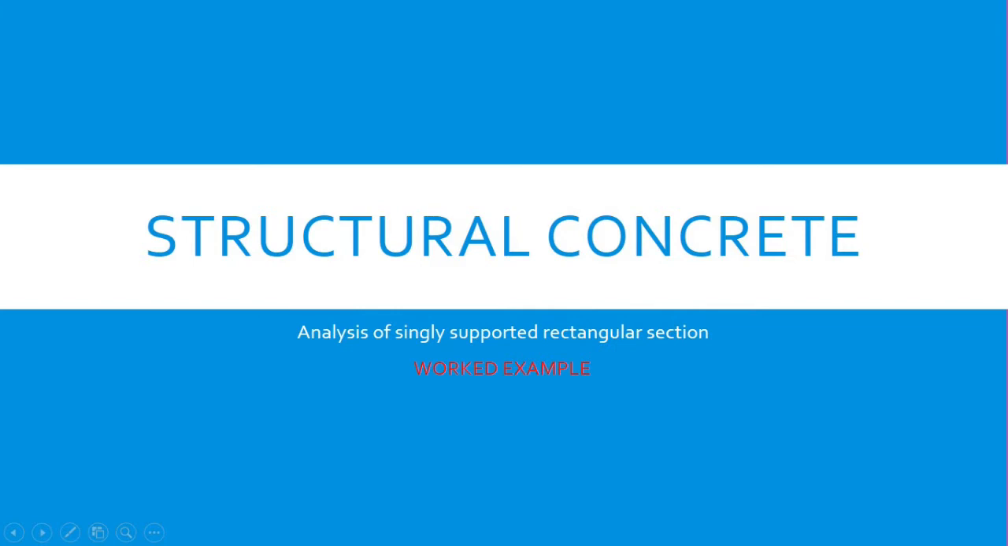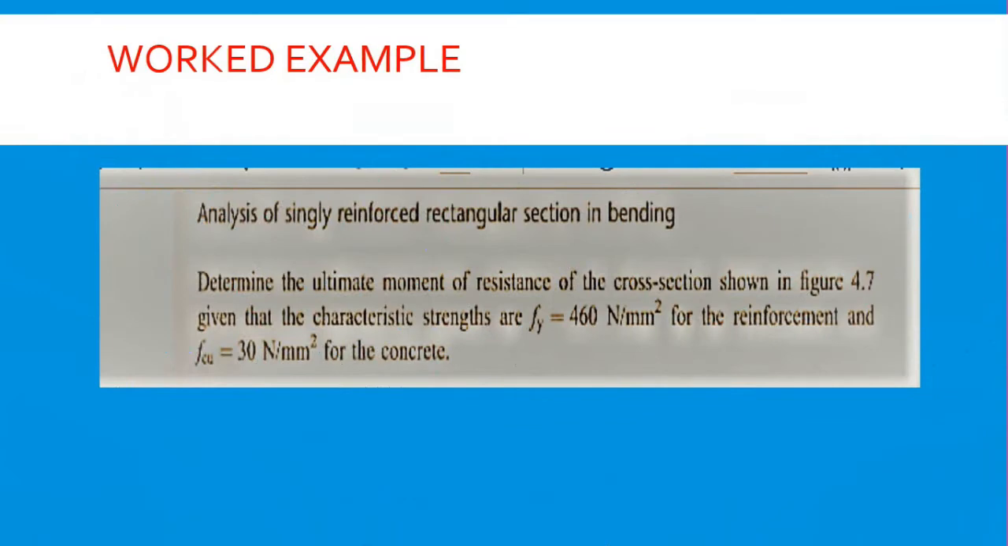Something on structural concrete. So that's the analysis of singly reinforced rectangular section. I have a worked example here. Analysis of singly reinforced rectangular section. We are supposed to determine the ultimate moment of resistance of the cross-section shown in figure 4.7.